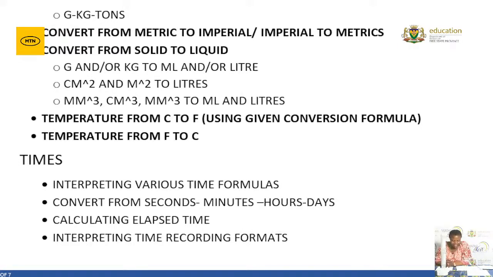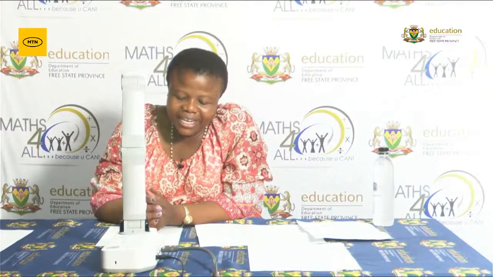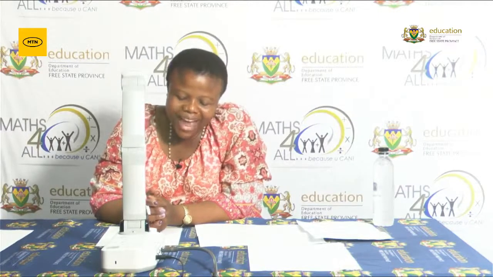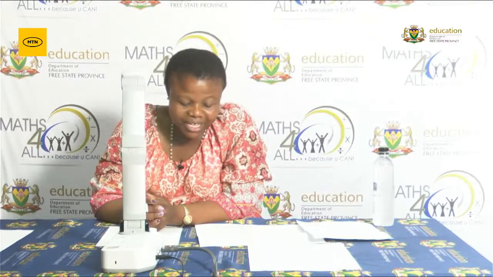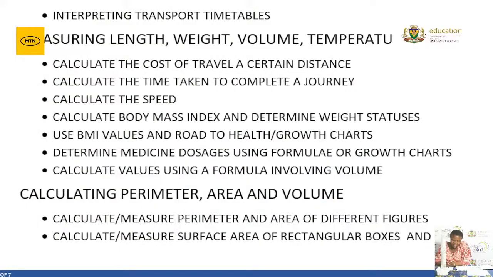And then we also have the other one, which is interpretation of transport timetables. With transport timetables, we have different types of transport. We have the trains, we have the buses, we have the taxis. A taxi can travel at any time, but it depends, because it's a public transport, it depends on the destination where the taxi is. If the town is a small area, there's a time that the taxi will depart to the destination of the passenger's choice.